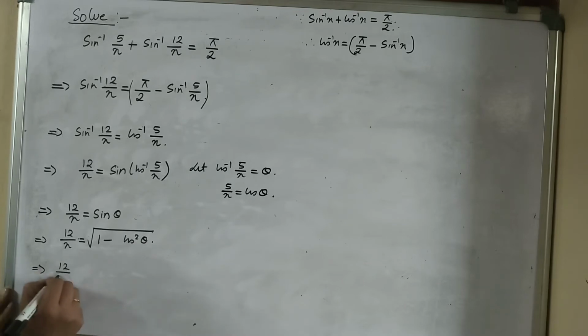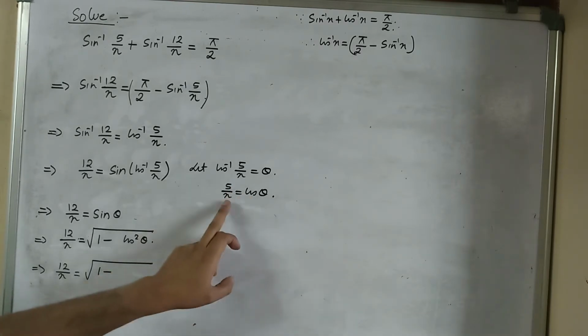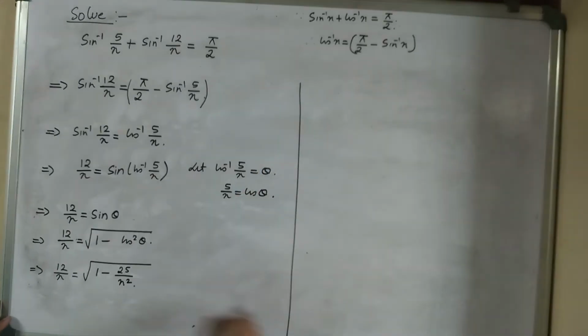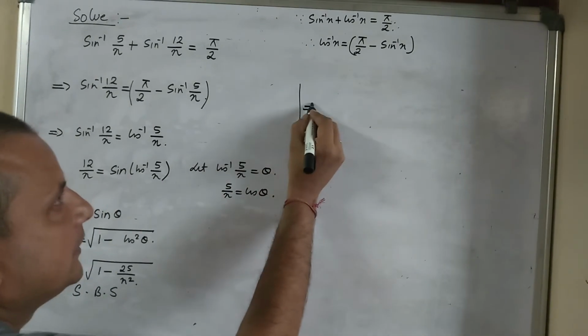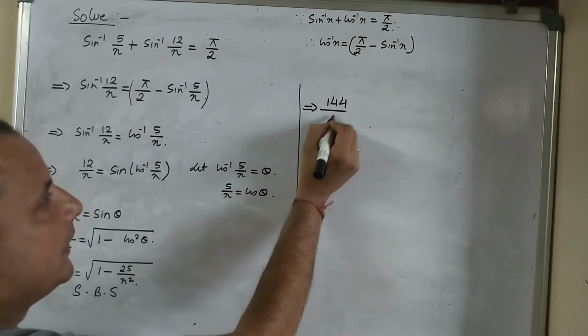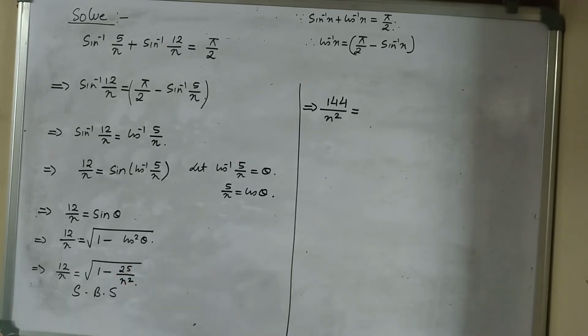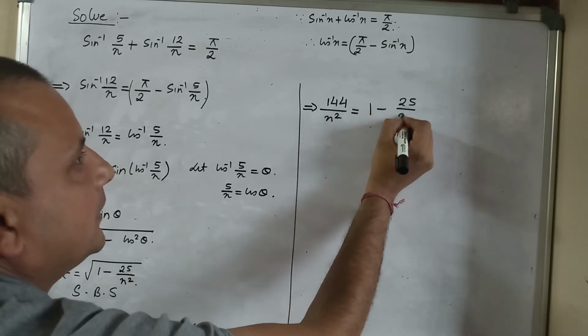Now substitute the value of cos. What is cos theta over here? Cos theta is equals to 5 by x. If you substitute over here, 5 by x whole square, 5 square is 25 over x square. Now next, to remove the root, squaring both sides. If you square both the quantities, then 12 square is 144 by x square equals to, if you square the right hand side quantity, the root and square get cancelled. It will be 1 minus 25 over x square.